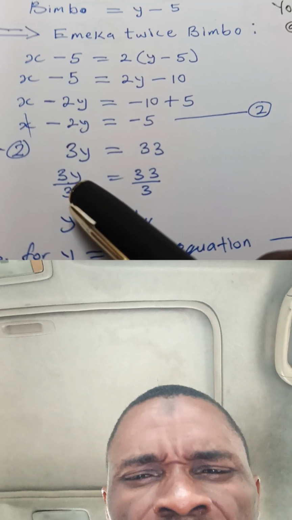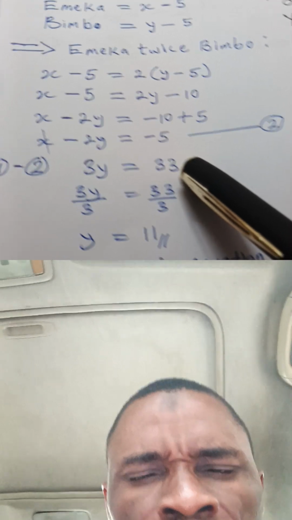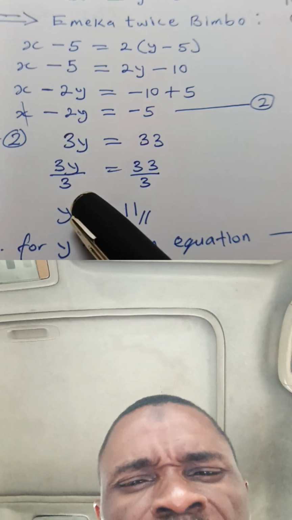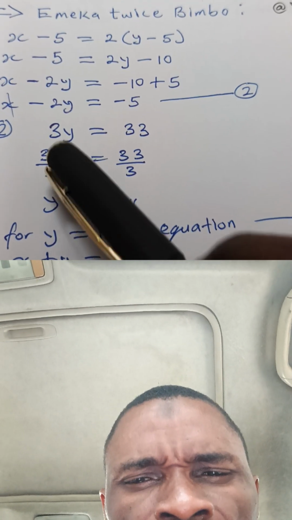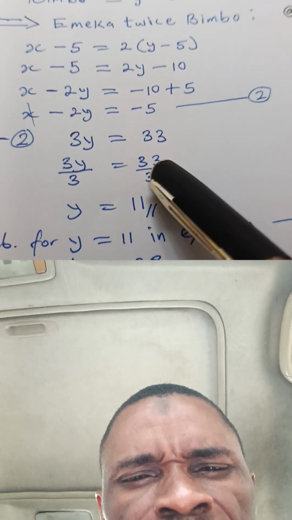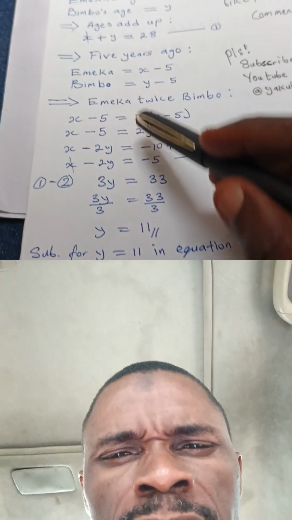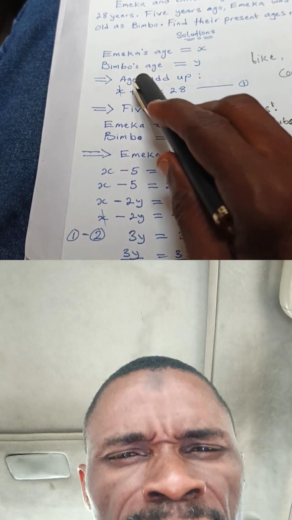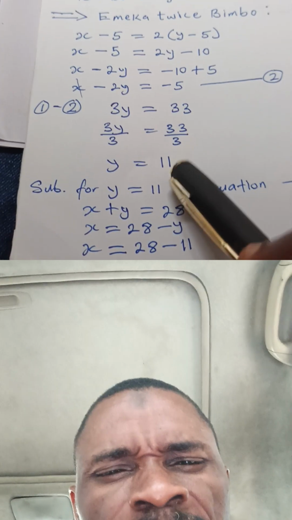So we now have 3y equals to what? 33. Then we divide both sides by 3. We are going to have 3 will go here, we have y. Then 33 divided by 3, we have 11. And this y now is whose age? That is Bimbo's age. Bimbo is 11 years now.